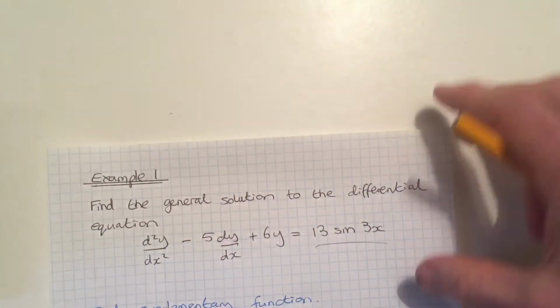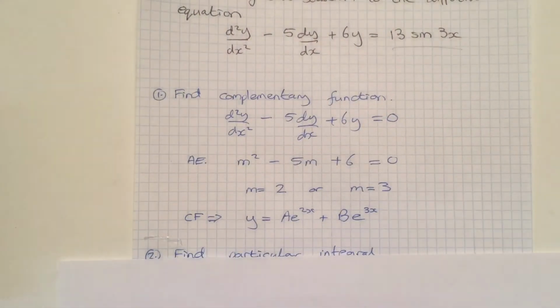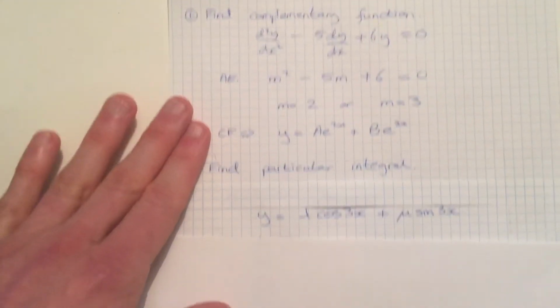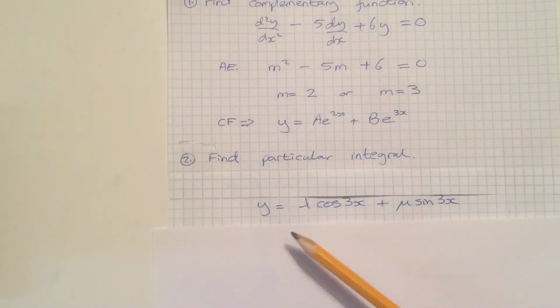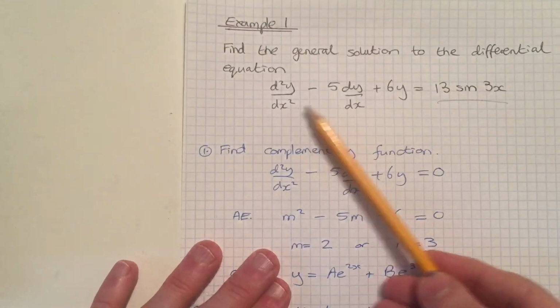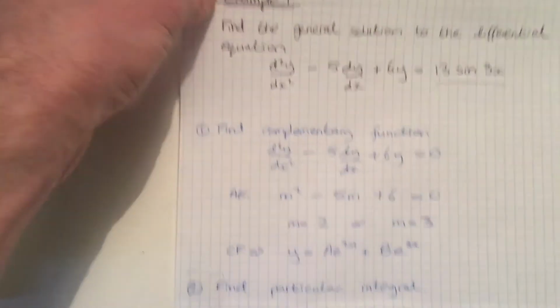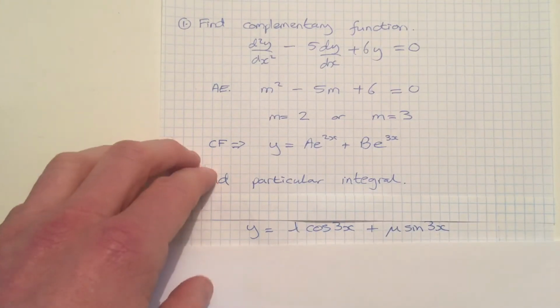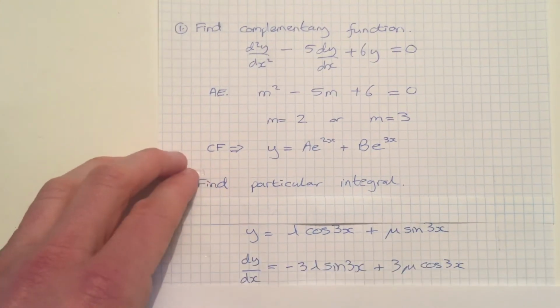That is my guess at the particular integral there. So I'm going to substitute this into this equation to try and work out what lambda and mu have to be. So I'm going to differentiate that.